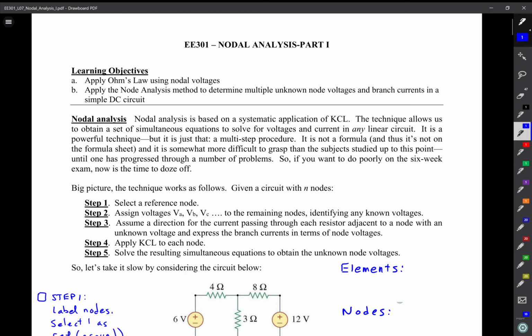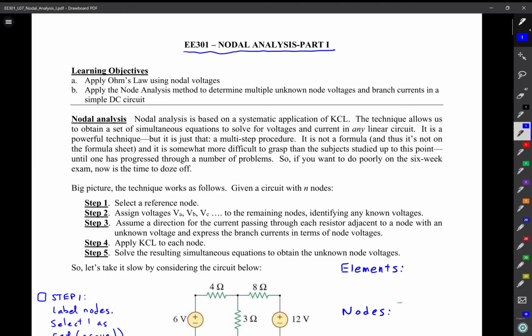Today's topic is Nodal Analysis, Part 1. And let's think of it in context of all our circuit analysis tools in our toolbox. The various circuit analysis tools we've discussed so far in the course, like voltage divider rule and current divider rule and finding total resistance, all of these methods are shortcuts to solving for voltages and currents in a circuit.